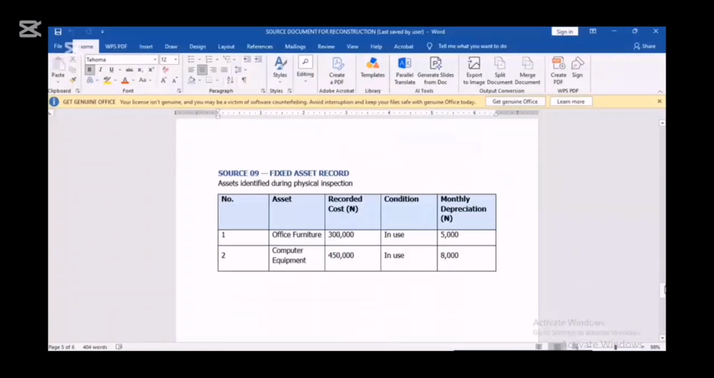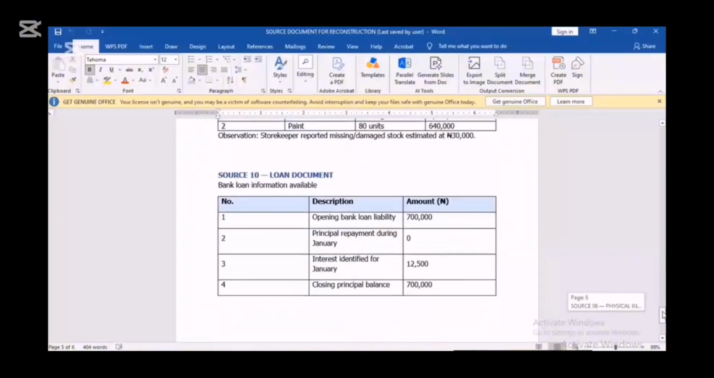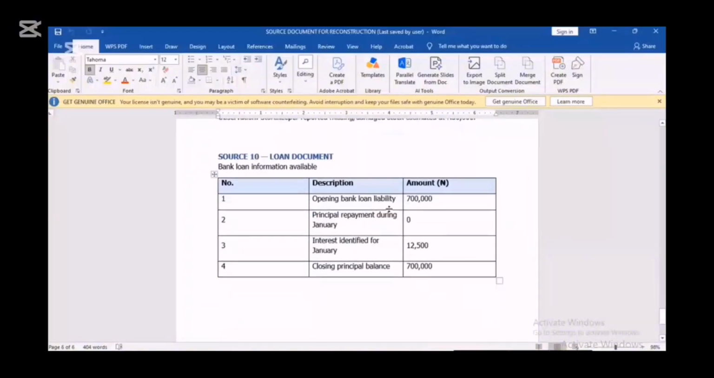The Royal Store. Then our fixed assets, opening fixed assets for the year. So we have office furniture and equipment. So these are the inventory, opening inventory for this period. So these are the balances we're going to input. So right here is the loan document. So the business had a loan of 700,000, leading to 12,500 interest. So these are balances that were brought into the new period we are reconstructing for.